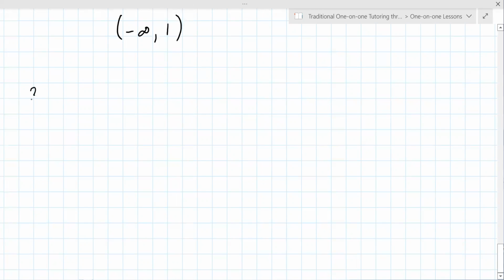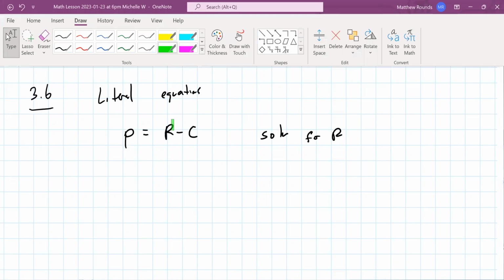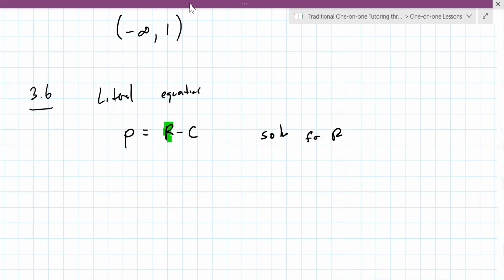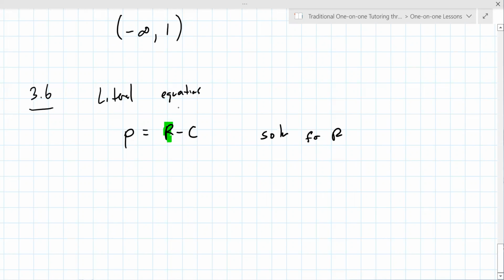We're now on to literal equations, and these are common on standardized tests. The first one says P equals R minus C, solve for R. Very important that you know which variable you are solving for. So we identify R, and we ask ourselves, what is keeping R from being by itself? Subtraction by C. So plus C on both sides. P plus C, we are not able to combine like terms. Your answer is completely correct.